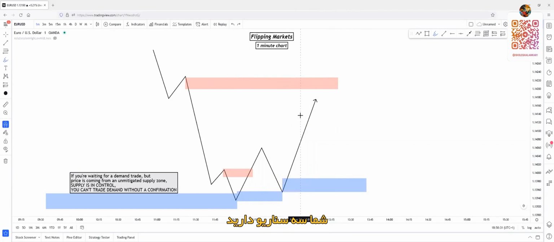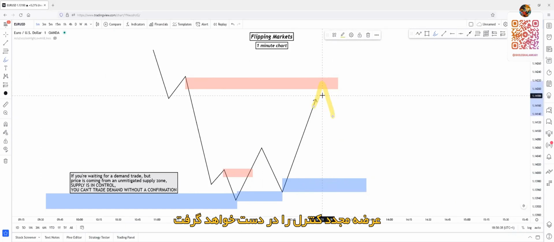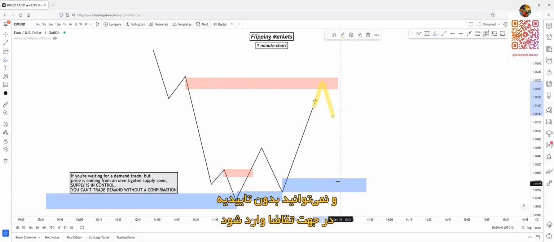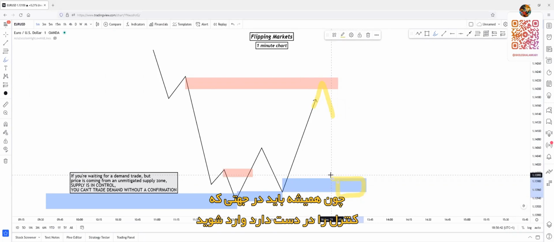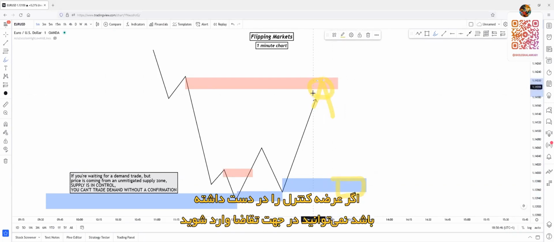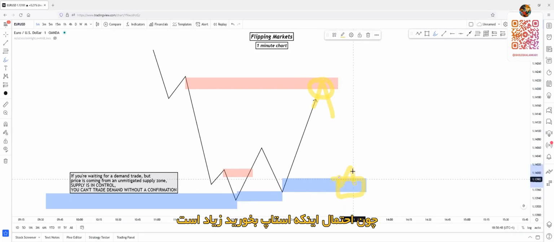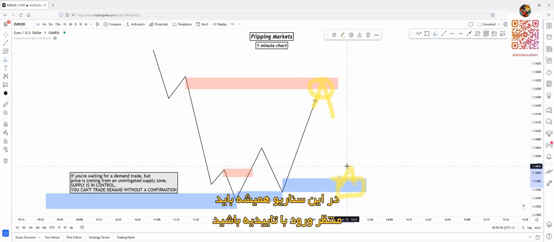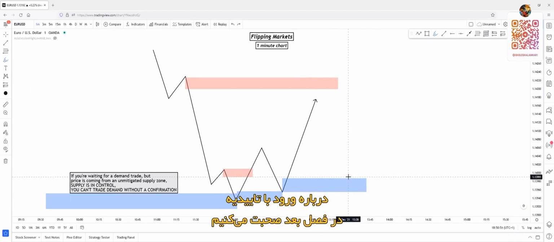Okay, after this, if you want to execute a demand trade here and follow the trend, you have three possible scenarios. If price taps into a supply zone, comes up here, reverses, then supply will be in control again, and you can't execute a demand trade without any confirmation because you always want to trade the controlling side of the market. If supply is in control, you can't open a demand trade because there will be a high chance for you to get stopped out. So in this case, you should always wait for confirmation entry. We will talk about confirmation entries in the next unit.